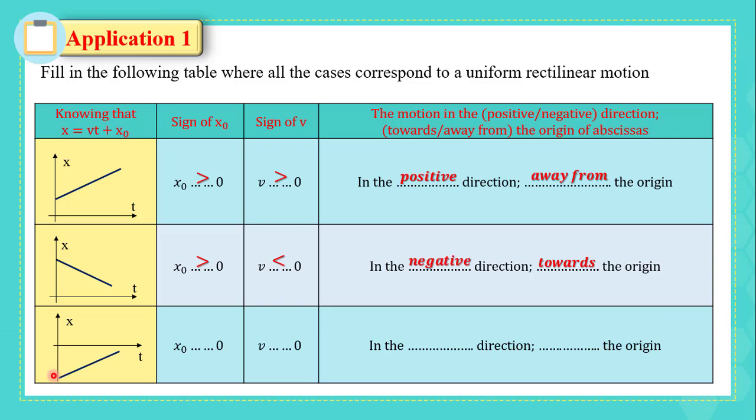In the third case, x0 is negative, but the line is an increasing straight line, then it is of positive slope, then v is positive, and the object is moving in the positive direction. But since we know that in the negative direction, as we get closer to the origin, the value of the abscissa increases, then the object is getting toward the origin.